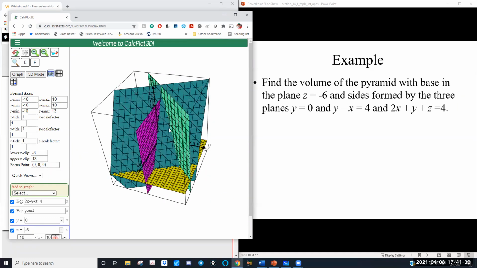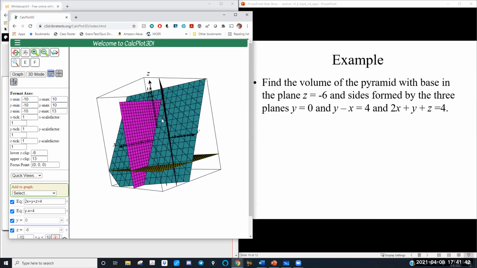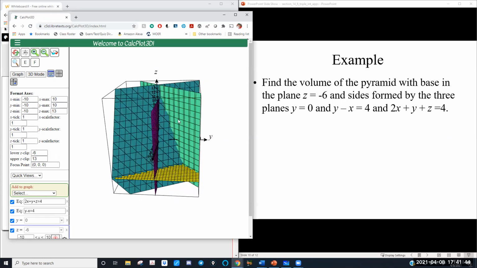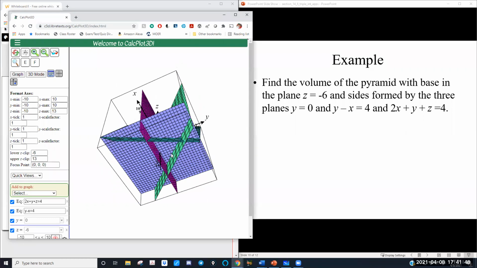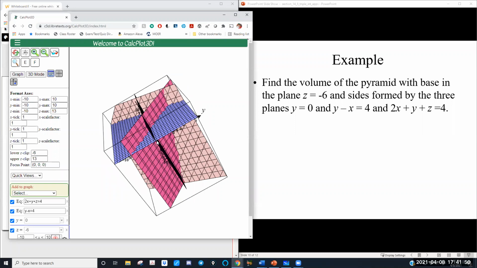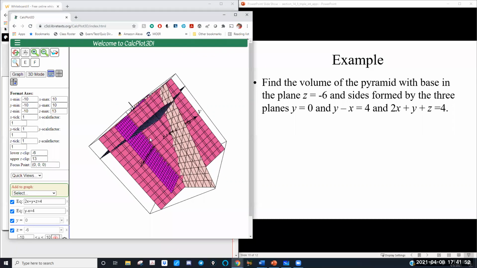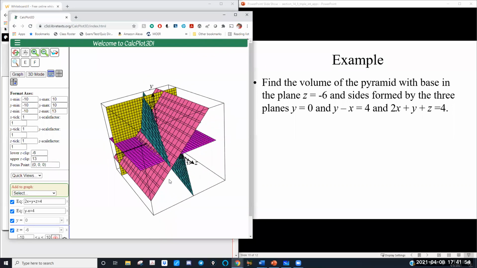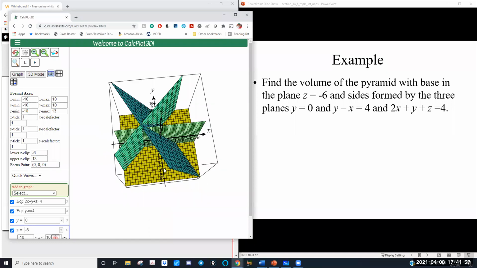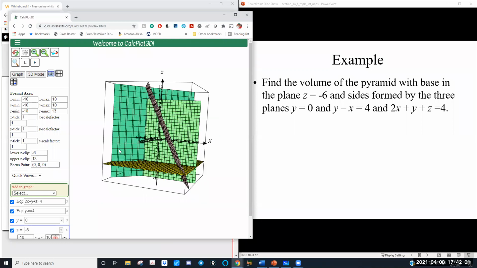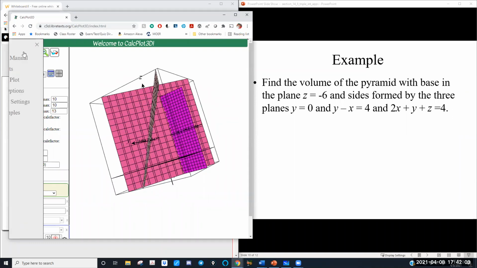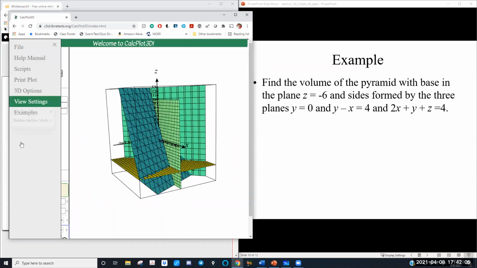So let's flip this thing around. It's bound by the light green and the purple plane and the yellow plane. We can flip it all around and see that there is a solid in there, right behind that green guy. So let's go back to standard before we go crazy.